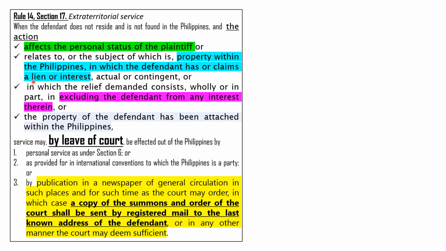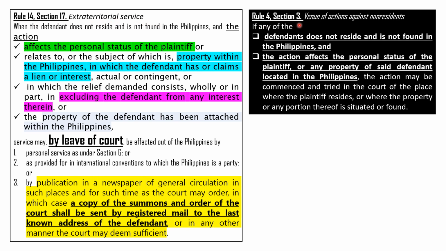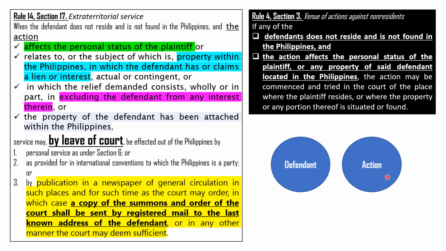When you read Section 17 of Rule 14 of the Civil Procedure, this is the extra-territorial service. Relate it to Section 3 of Rule 4, the venue of actions against non-residents. It's easy to recall extra-territorial service. For Section 17 to apply, ask yourself who is the defendant and what kind of action is involved.